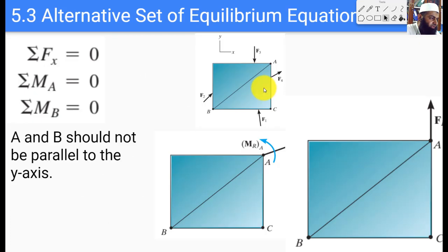Even if we have these other three equations, that the sum of all the forces in x is equal to 0, the sum of all the moments at point A is equal to 0, and the sum of all the moments at point B is equal to 0, provided the moments are 0 at two independent points which are not parallel to the y-axis, and the sum of all the forces in x is equal to 0, even then we would have equilibrium. These are sufficient conditions for equilibrium.